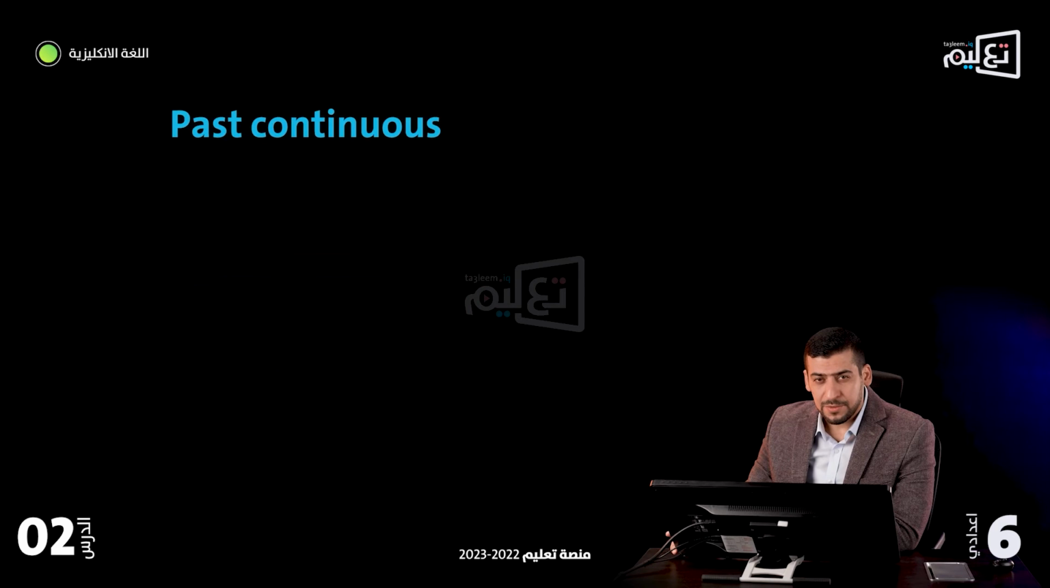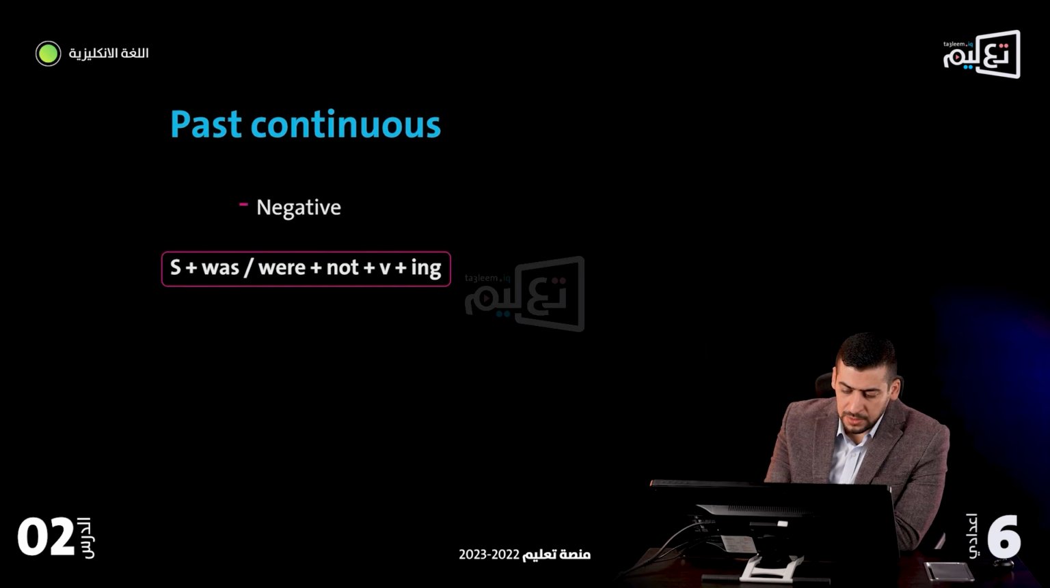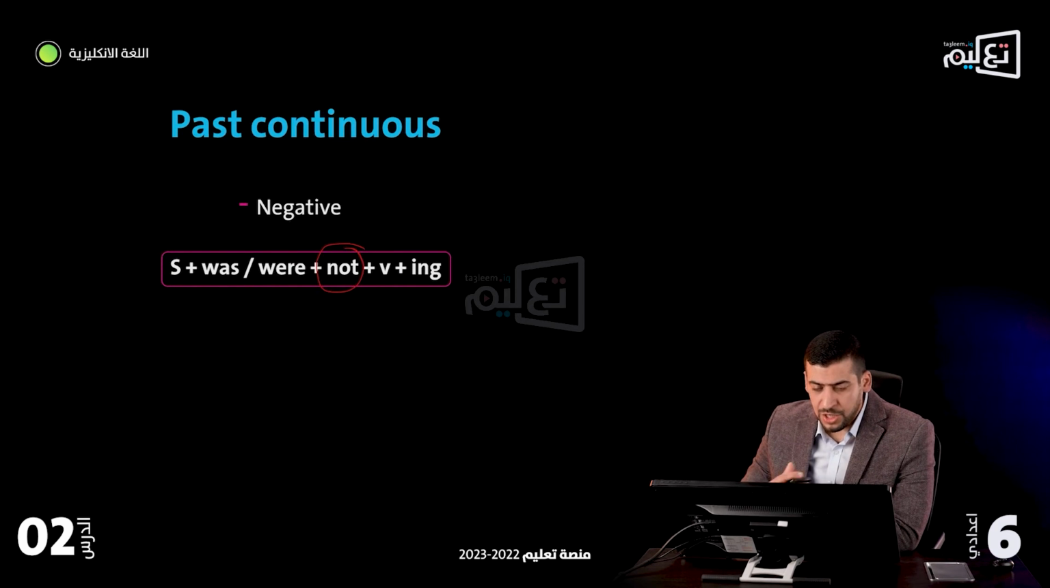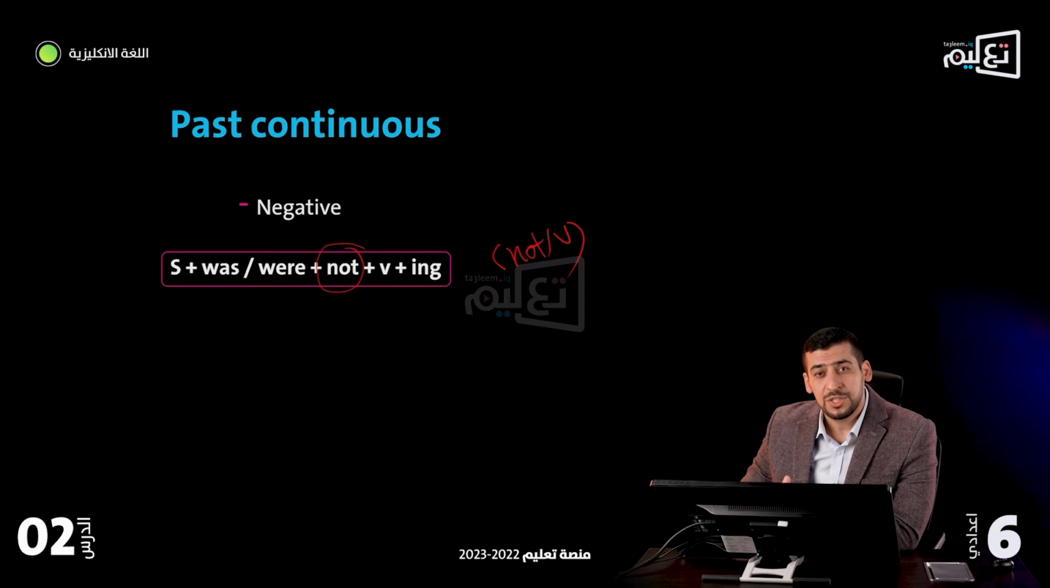Let's look at the negative situation. In the negative situation, the form is like this: subject plus was and were plus not plus V plus ing. So adding the not here to the previous form changes it into a negative situation. Of course, at the examination time, you can find the bracket as not and V. That's how you know you need to solve in negative situation.